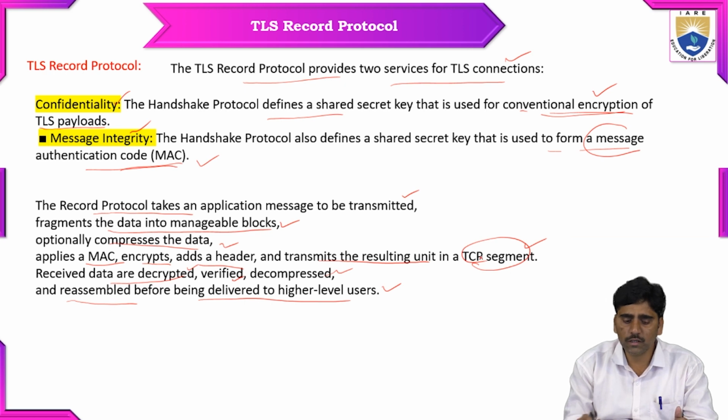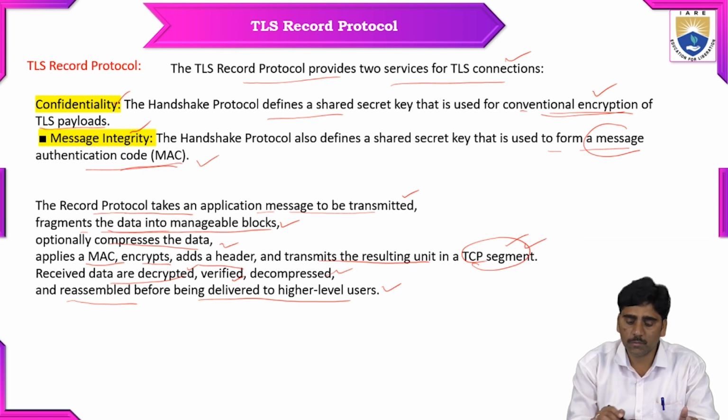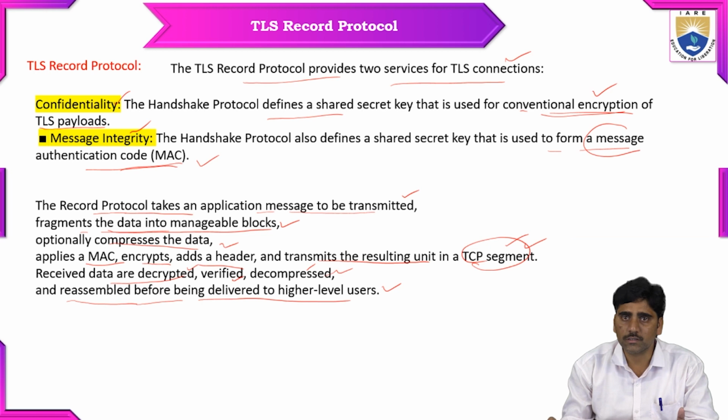So the TLS record protocol goes through some phases. First, it takes the application message to be transmitted and fragments the data into manageable blocks. Next, it optionally compresses the data. Then it applies MAC, encryption, and header, and transmits the resulting unit in a TCP segment. After that, received data are decrypted, verified, decompressed, and reassembled before delivering the data to the next levels.